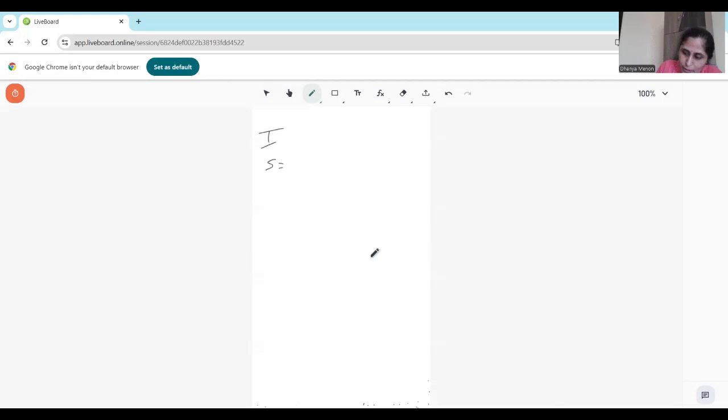Sulfur is 3.2 grams. Oxygen is also 3.2 in the first set of conditions. In the second set of conditions, sulfur is 0.8 and oxygen is 1.2. So these are the two conditions. Sulfur and oxygen are reacting. So let's do the first case.